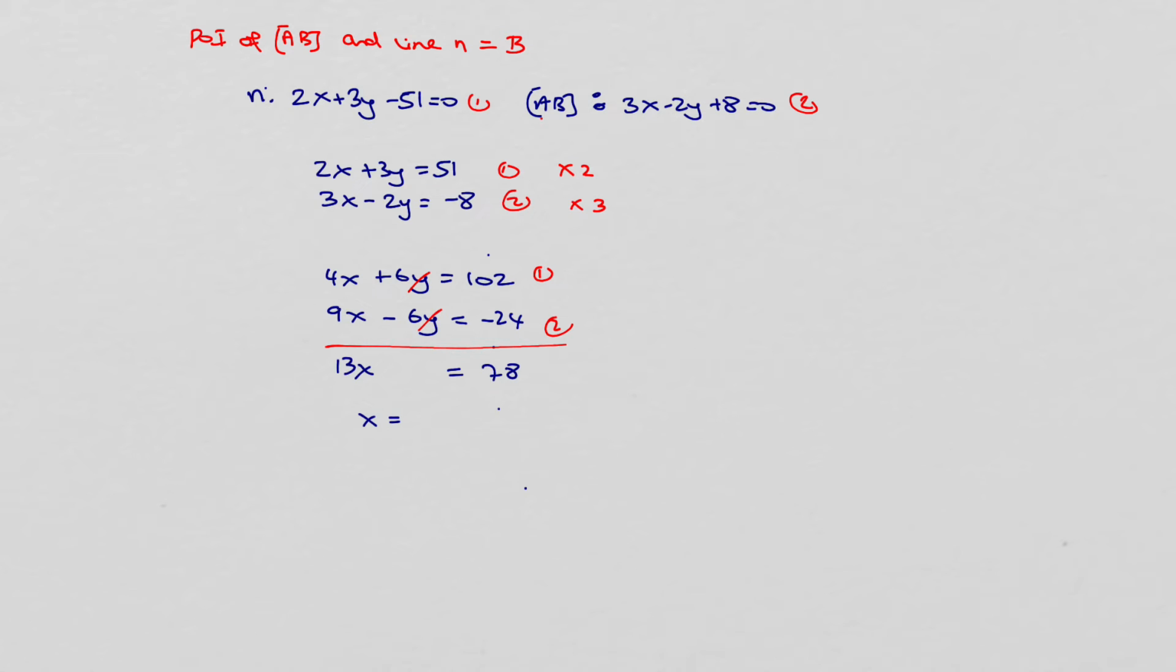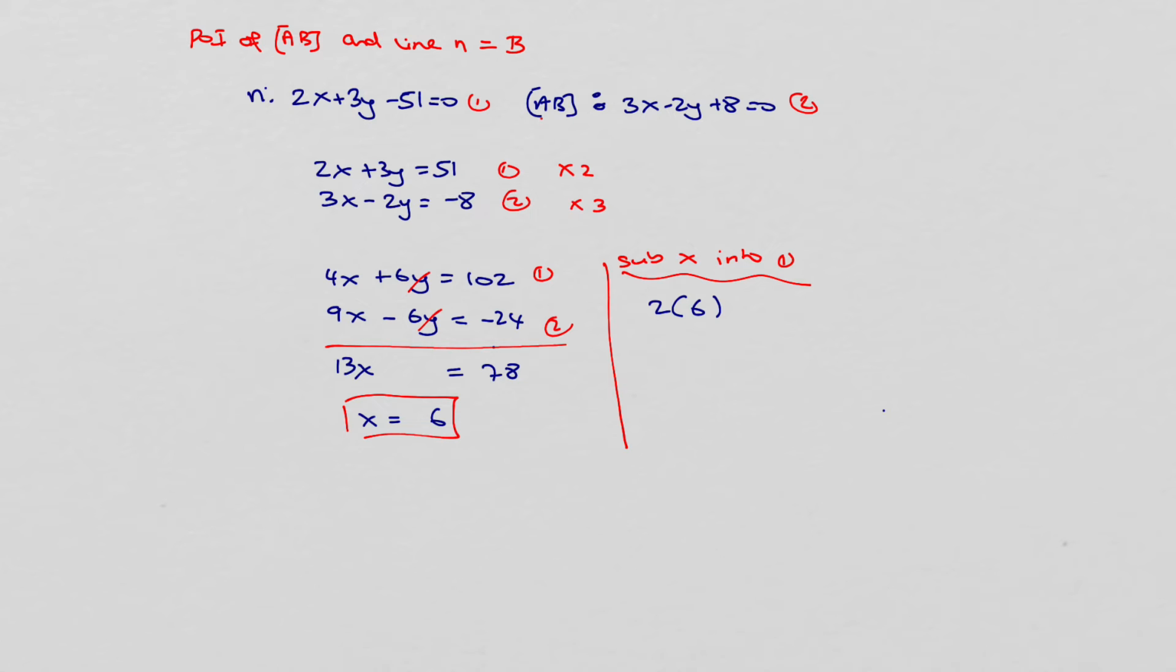Therefore, dividing both sides by 13 gives me x is equal to 6. But of course, we need the coordinates of B, so that means I have to find y. So always make sure you go back and find the y value. So I'm going to sub x into 1. Again, it doesn't matter whether we sub it into 1 or 2. We should still get the same value.